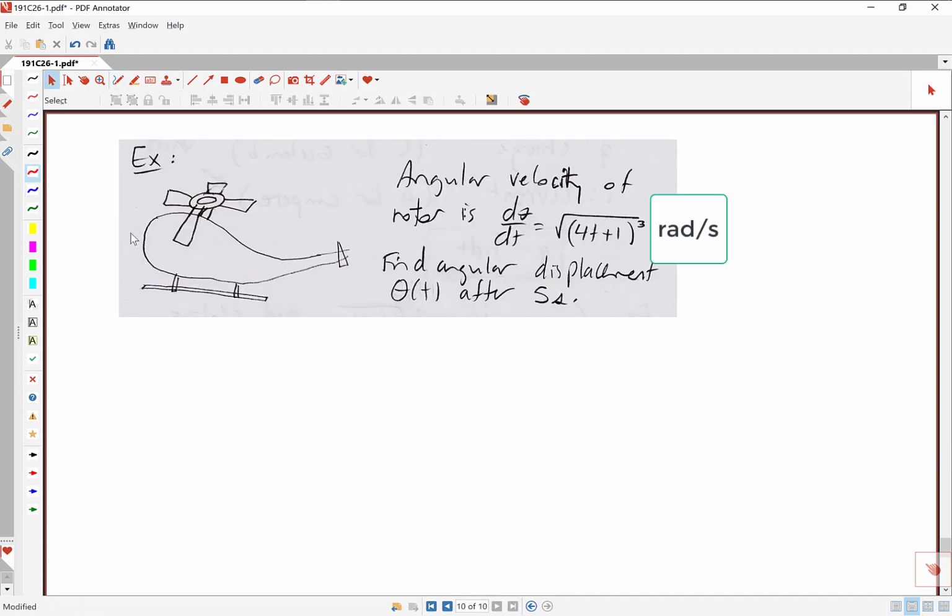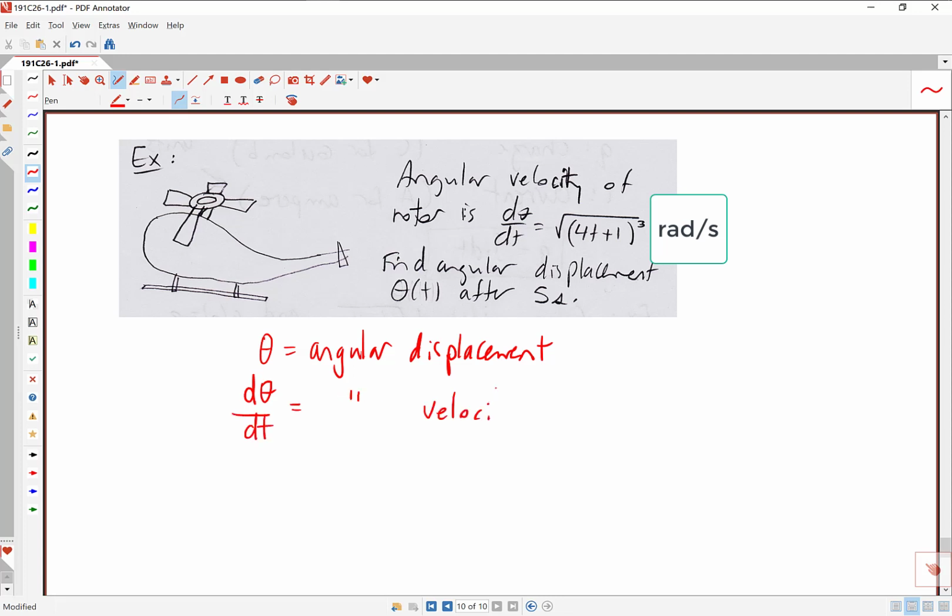So here's our last problem. We've got a helicopter and we're told that the angular velocity of the rotor is given by this. Just a point on notation here, we're going to let theta be the angular displacement. And therefore, if you take the derivative of that with respect to time, what you get is angular velocity. And what we want to do is find the angular displacement, which we'll call theta or theta of t, after 5 seconds. That's going to help us figure out how many rotations this rotor has gone through in the first 5 seconds of the problem.